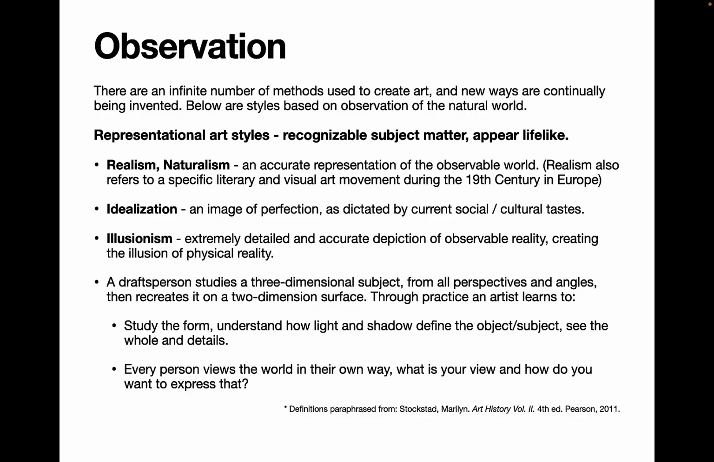So representational art styles have a subject matter that you can recognize. It's representing something in our observable reality that everybody with sight knows: this is an apple, this is a person. So realism or naturalism is an accurate representation of the observable world. It was also a specific literary and art movement. So it can mean either of those things, depending on the context.